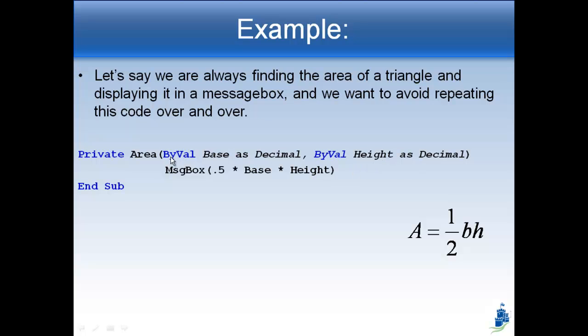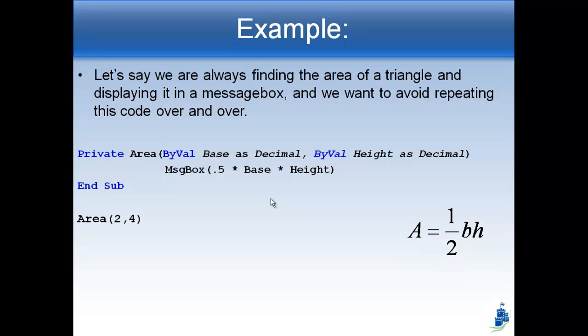We're going to say ByVal like we always do, and I've declared one argument as base, and it's a decimal. And then again, with a comma in between, ByVal the height as a decimal. All right, hopefully we get all that. And then we send a message box out that's 1/2 base times height, which of course is the area of a triangle. Okay, so how do we use this later on?